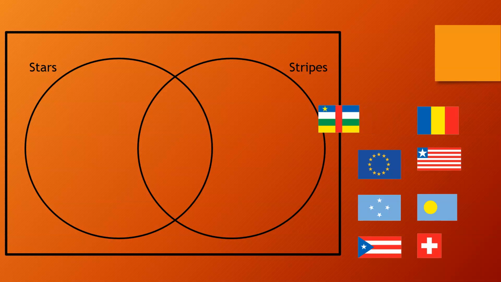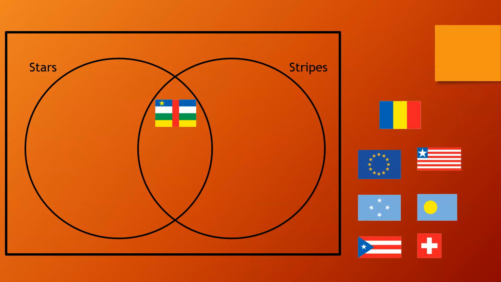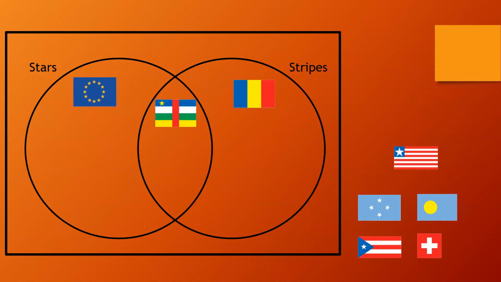So for example, this flag has both stars and stripes, so it has to go in the part of the Venn diagram where stars and stripes overlap or intersect. This flag, on the other hand, only has stripes, so it has to be contained within the stripe circle, but outside of the star circle. This one only has stars, so it has to be in the star circle, but not in the stripe circle. And we'll continue doing that with all of the flags.